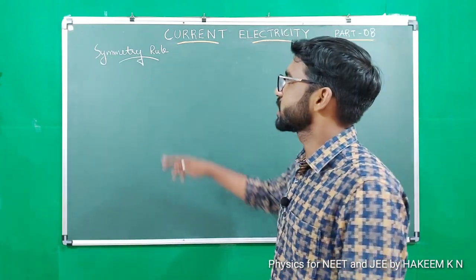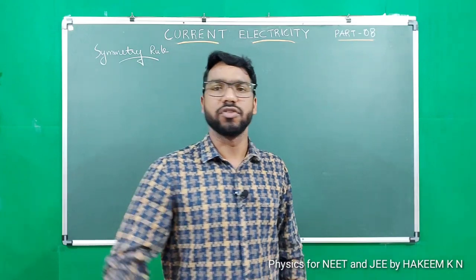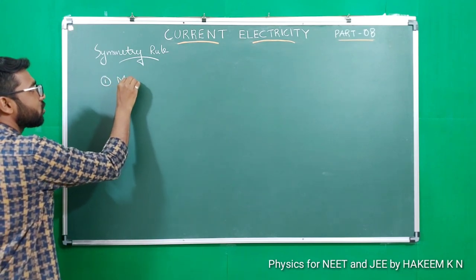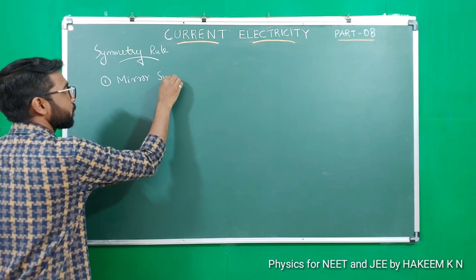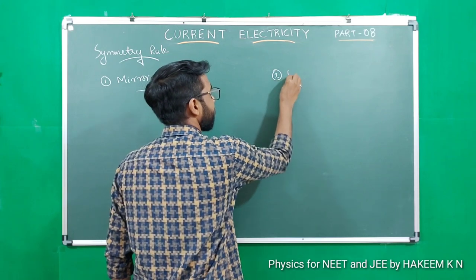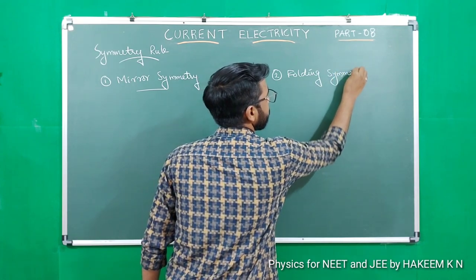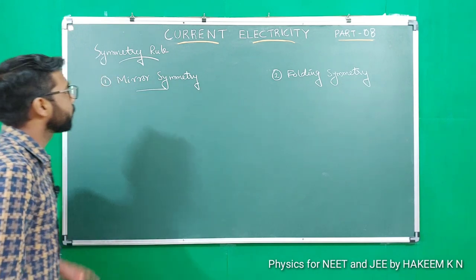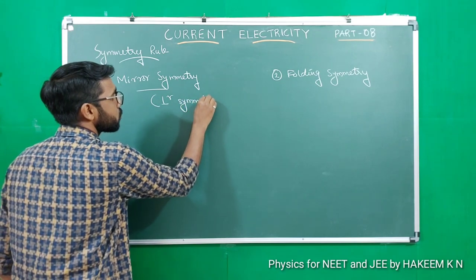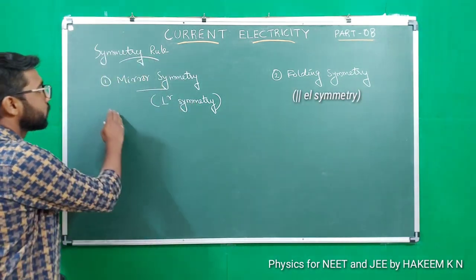In this video lecture we are discussing the symmetry rule to solve complicated resistor networks. Symmetry rule means there are two types of symmetry: mirror symmetry and folding symmetry. Mirror symmetry is also called perpendicular symmetry, and folding symmetry is also called parallel symmetry.